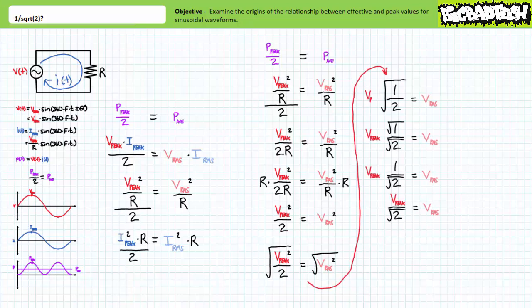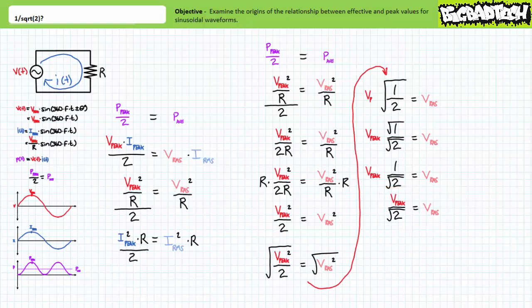Square rooting both sides yields an effective voltage value equals the voltage of peak divided by square root 2. Note the square root of 1 is 1. In summary, our imagined equivalent effective voltage equals our peak voltage divided by square root 2.